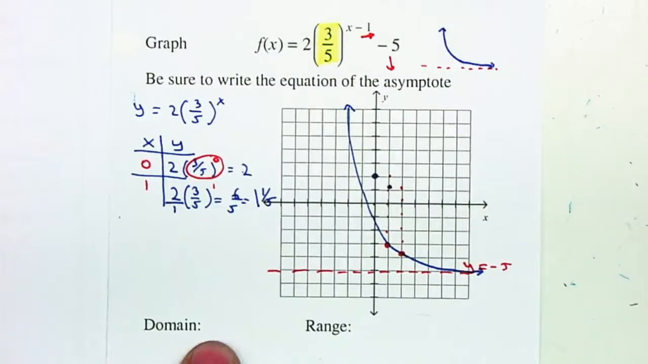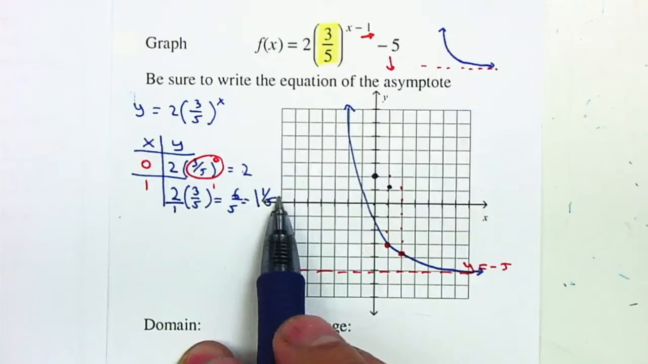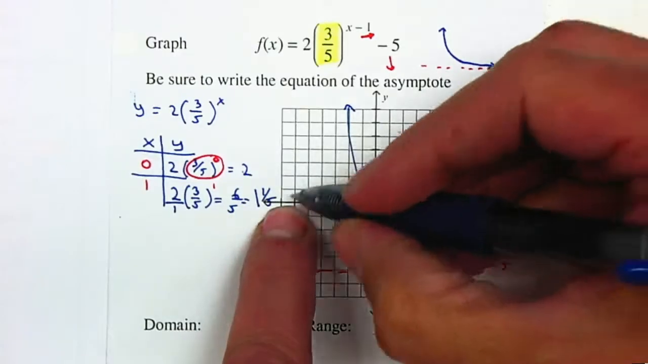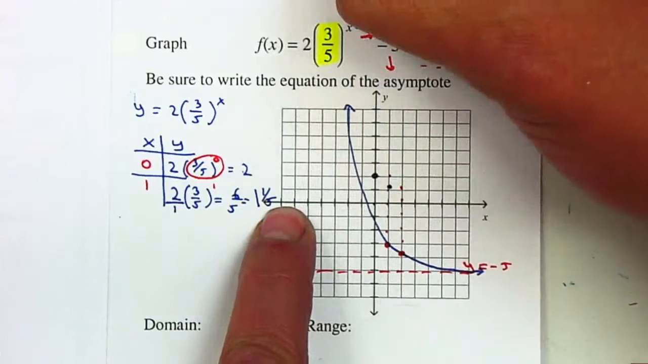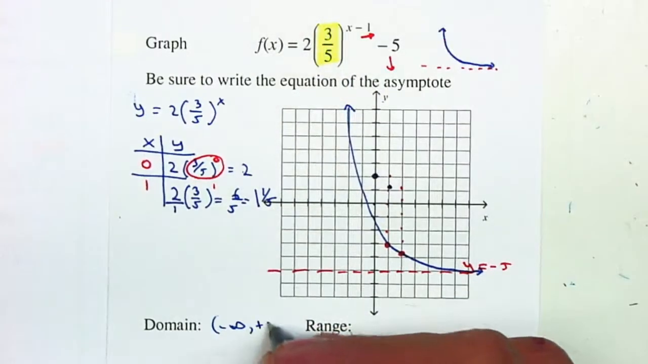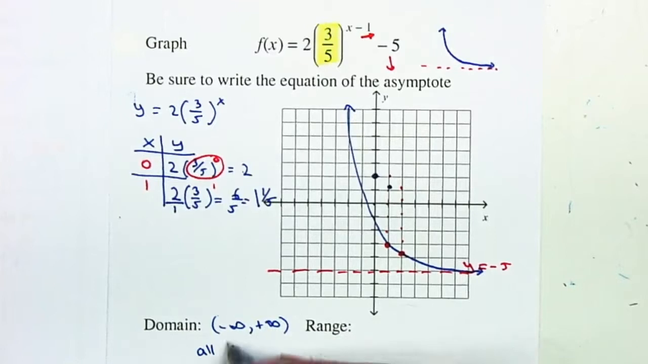And the last thing I need to find is your domain. Your domain, if you're walking on the x-axis, even though the graph is over here, you will be able to see a graph way up there. So your domain will be from negative infinity to positive infinity, or you can say all real numbers. Either one is fine.